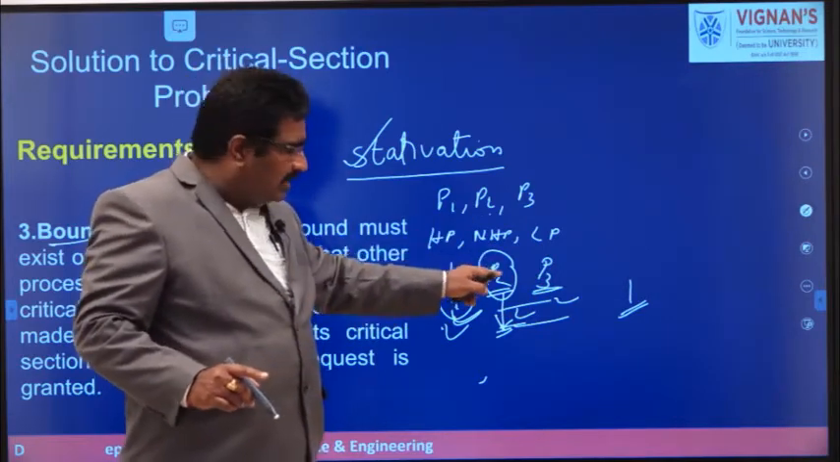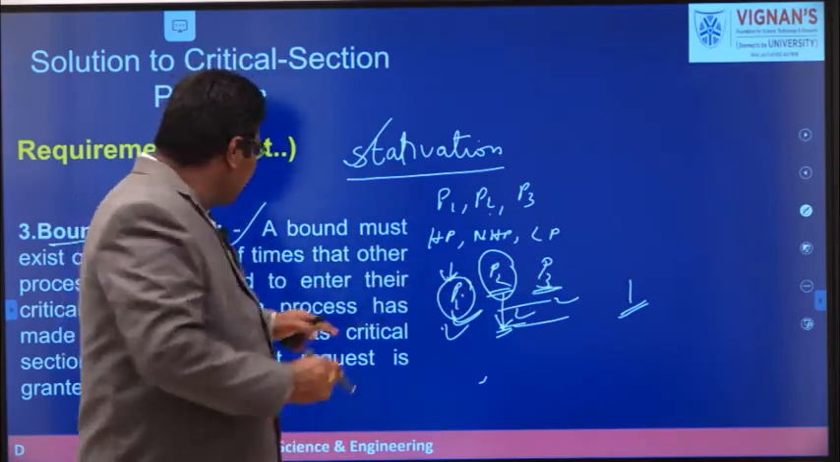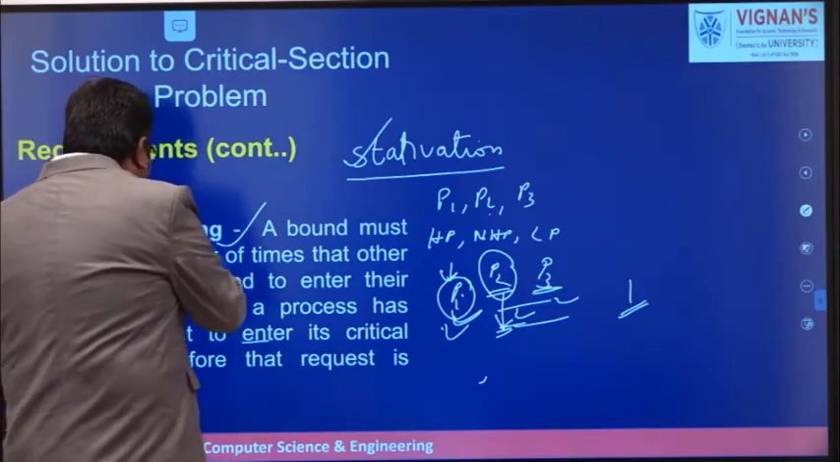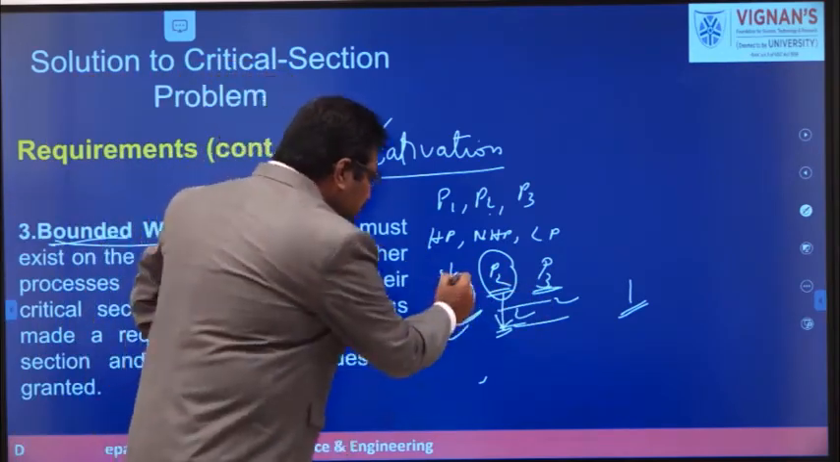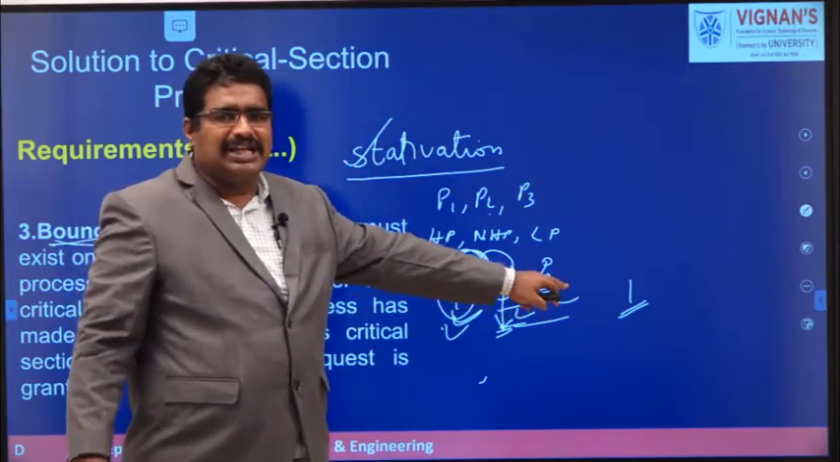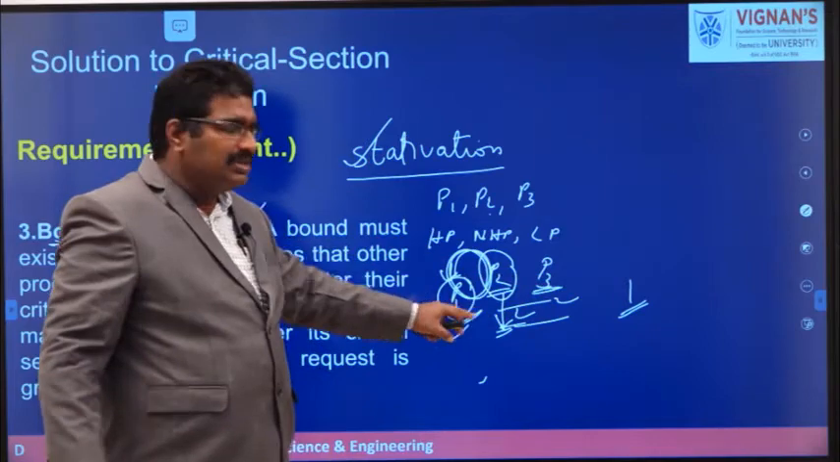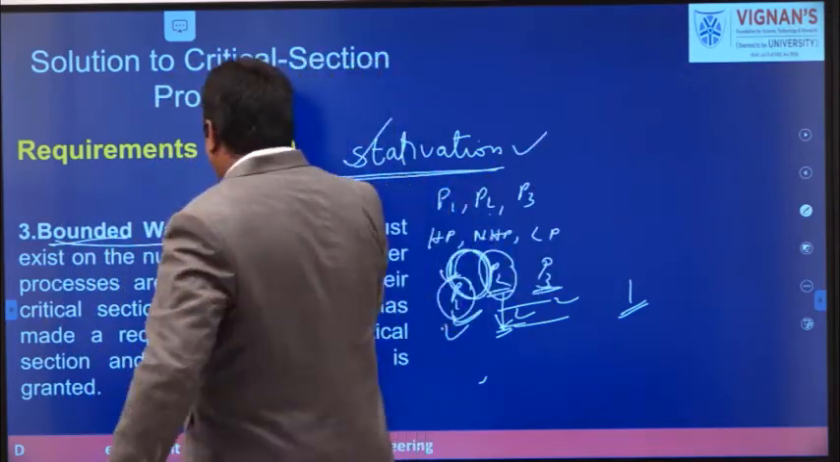Again P2 tries to enter. After completion of P3, only P2 must be allowed if the algorithm satisfies the bounded waiting. If the algorithm is not satisfying the bounded waiting, these two repeatedly enter into the critical section, and P3 is unable to enter.